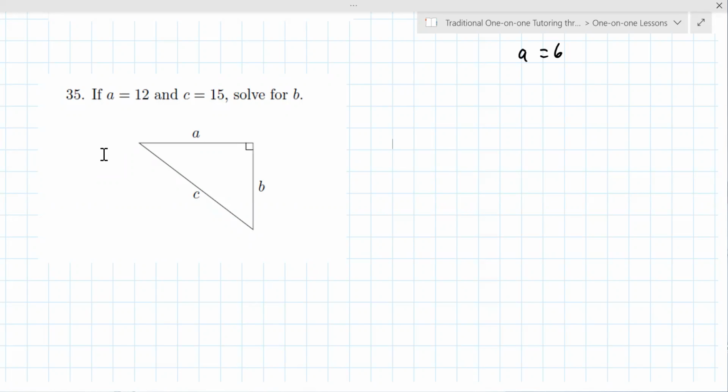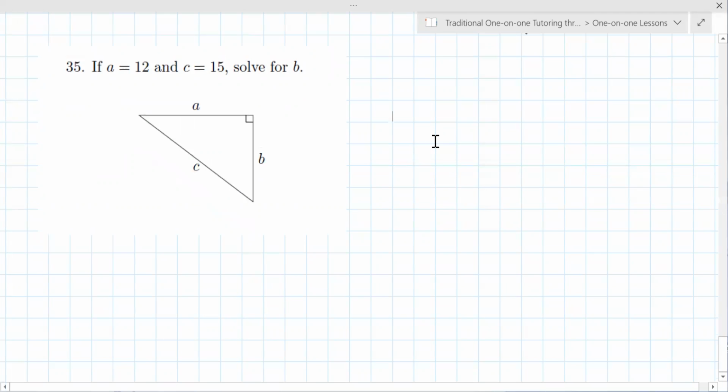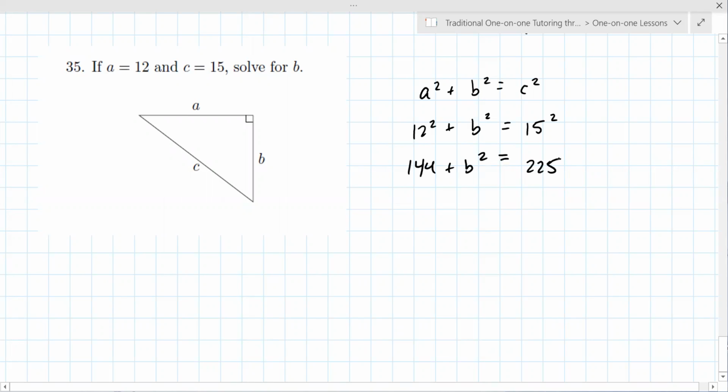Hey, Sourish, how are you doing on this problem? I'm doing good. I think I figured it out. Okay. So you have A squared, no, plus B squared equals C squared. And that's going to be 12 squared plus B squared equals 15 squared. Good, that's a great start. 12 times 12 is 144. 15 times 15 is 225. Great. Subtract both sides by 144.